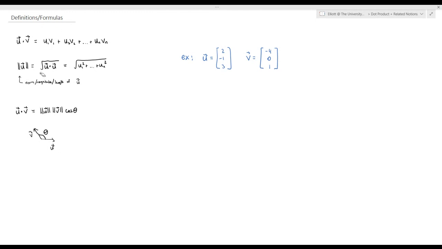And I wrote down two formulas for the norm. On the one hand, it's the square root of the dot product of u with itself. Explicitly, u dot product with itself would be u1 squared plus u2 squared all the way, etc. So that's the formula for the norm or the length of a vector. There is also this formula involving the dot product and the angle between the two vectors.